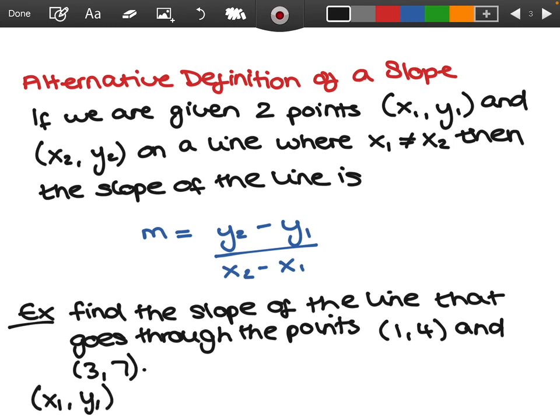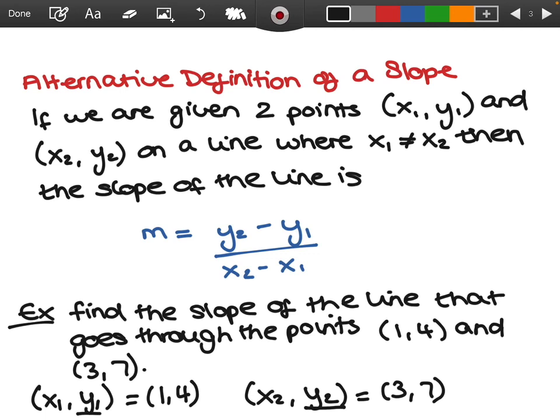So I'll call x sub 1, y sub 1 that first point that we had, and x sub 2, y sub 2 that second point that we had. Okay. Now remember which way around you put these. So we're going to do y2 minus y1 divided by x2, so that x coordinate, minus this x coordinate. So make sure you get them the right way around, because otherwise you will end up with a weird answer at the end.